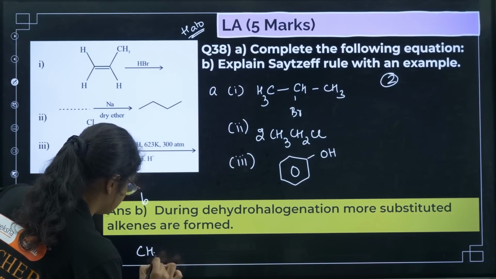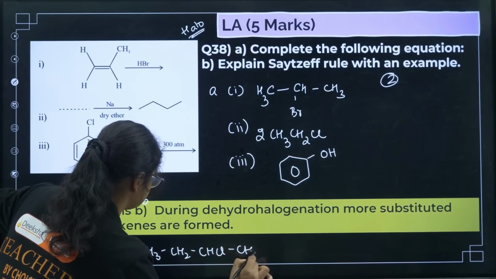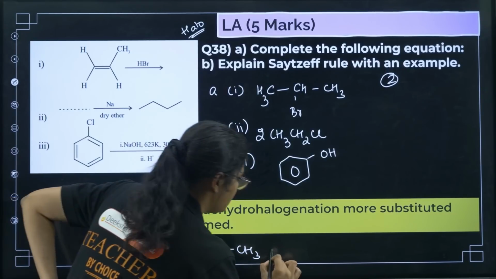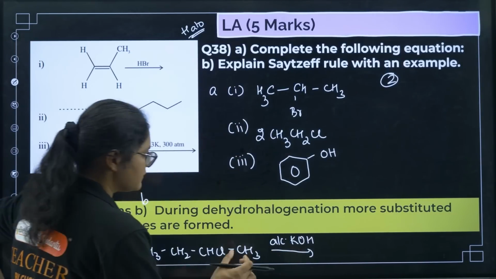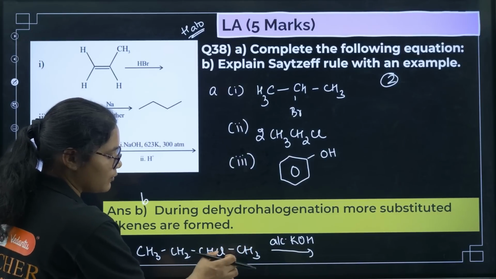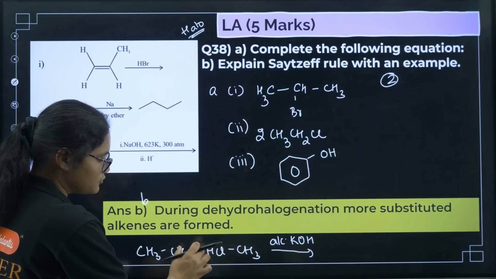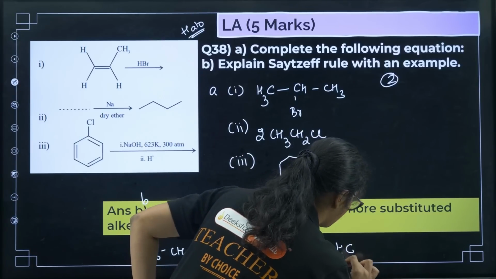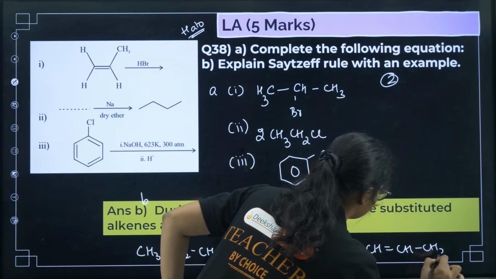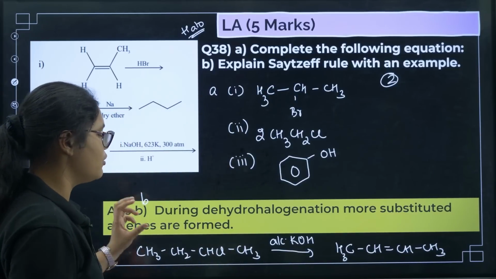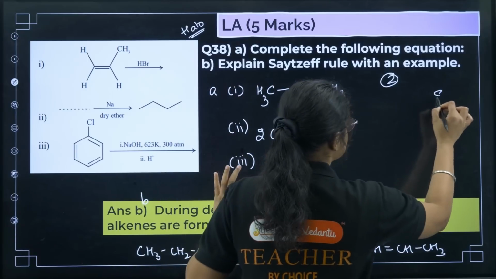So I have CH3 CH2 CHCl CH3, 2-chlorobutane, in presence of alcoholic KOH. There is a possibility that I get but-1-ene and but-2-ene. More substituted alkene will form, so but-2-ene will be the major product here. So I will get this one as the major product. This is the example of Saytzeff rule. So 3 + 2, 5 marks, and this is a very easy question.